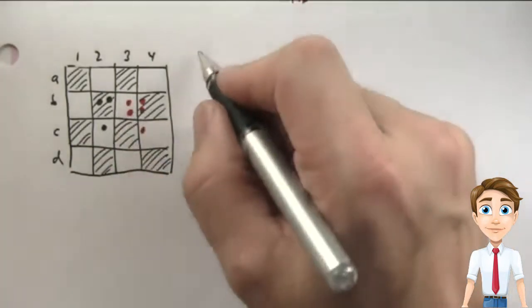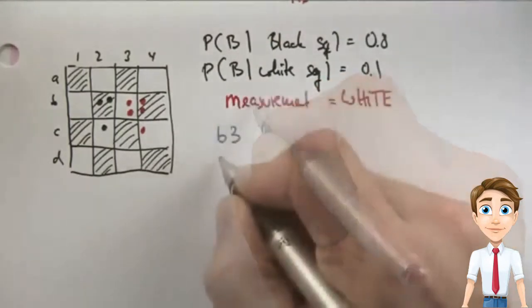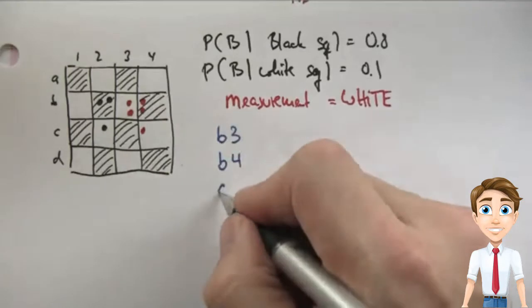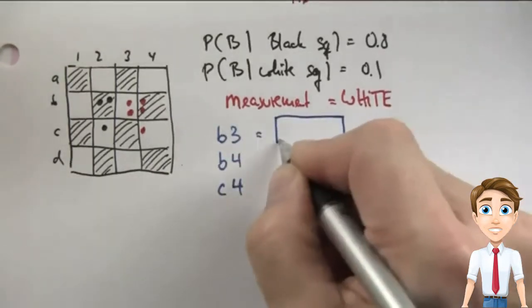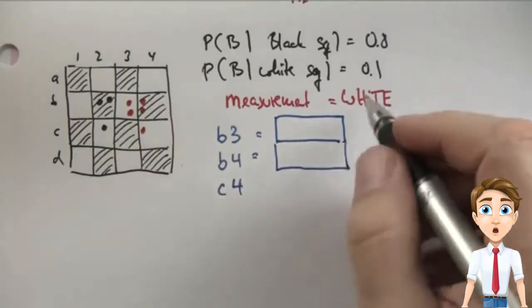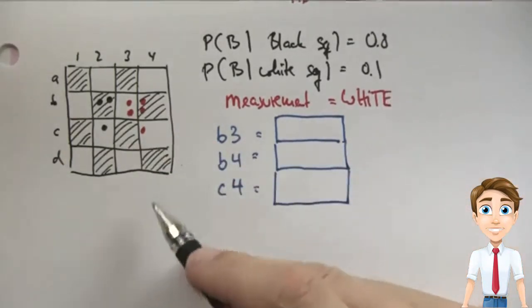So using the same measurement properties as before, and now a measurement of a white square, tell me what the cumulative importance weight for the 3 new squares is, where 2 of the particles fall into B3, which happens to be a white square, 2 into B4, which happens to be a black square, and 1 into C4, which happens to be a white square again.